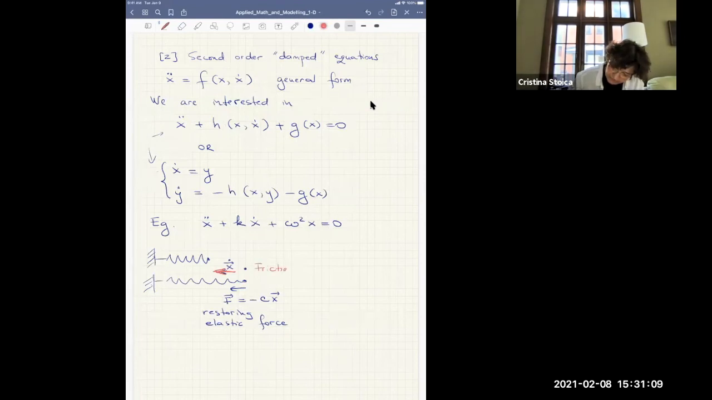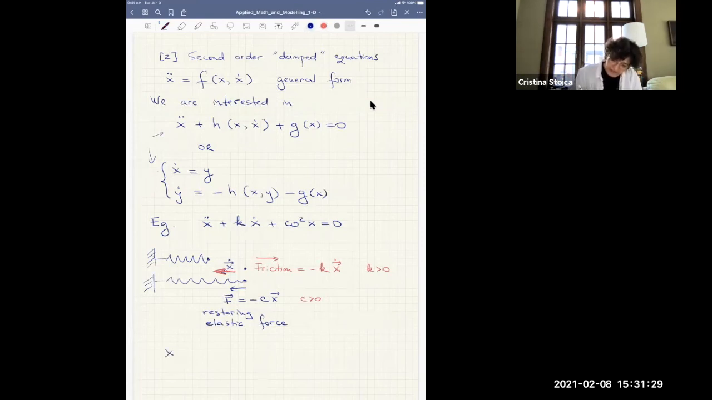Okay, so it's a thing, and it opposes the velocity. So it's minus K x dot, where K is positive. Here C is positive as well. That's where it's coming from. So this is the template, so I'm going to write it again here.